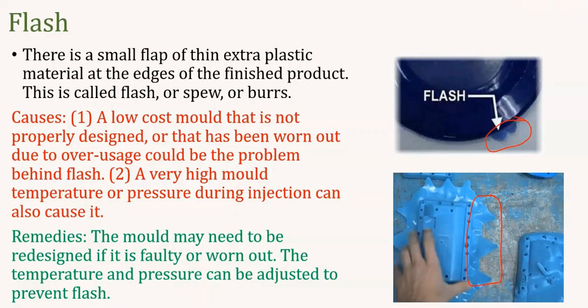As I said before, we keep using the mold for tons and tons of plastic moldings, so there will be some wear due to corrosion or friction. The mold won't close properly, so when we pour the molten material it will escape at the edges. The next cause is very high mold temperature or pressure during injection. When we inject the material at very high force, it tries to escape at the edges, giving such a defect.